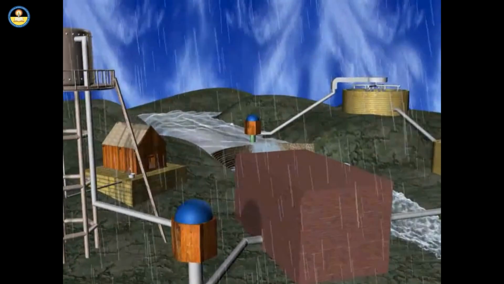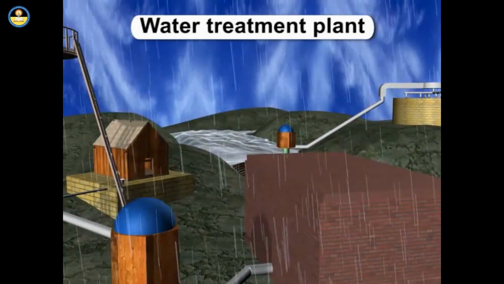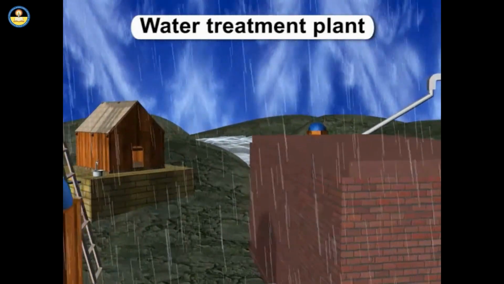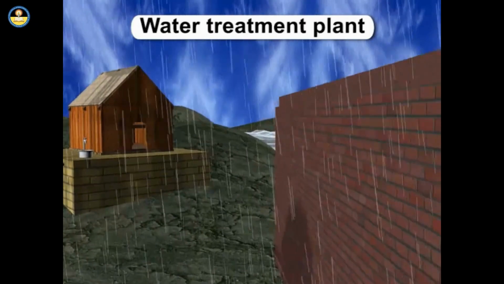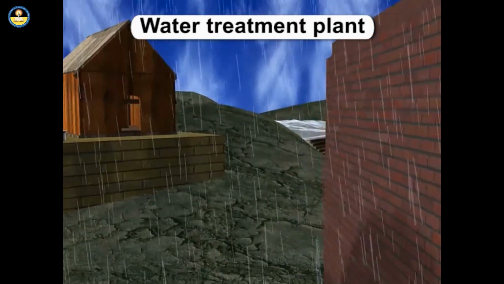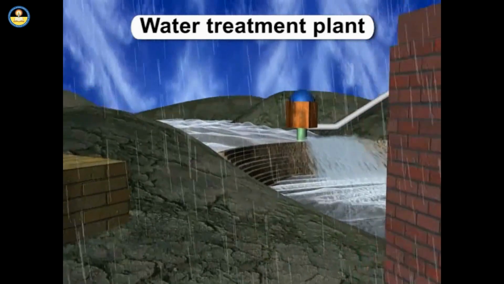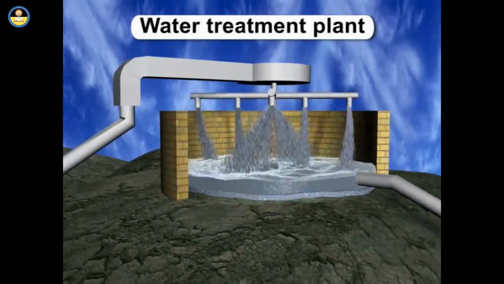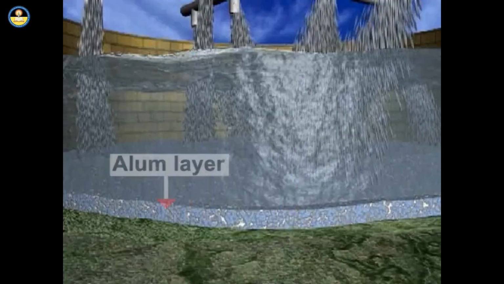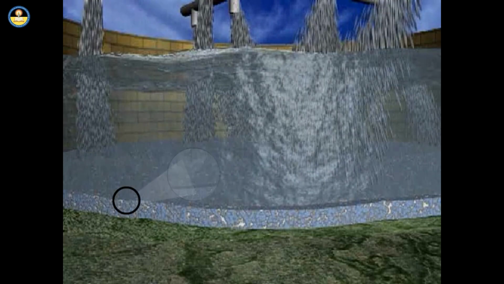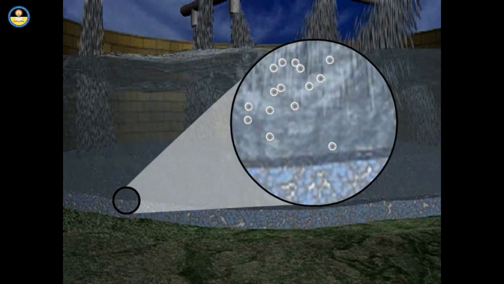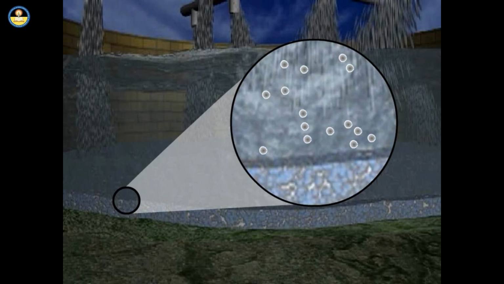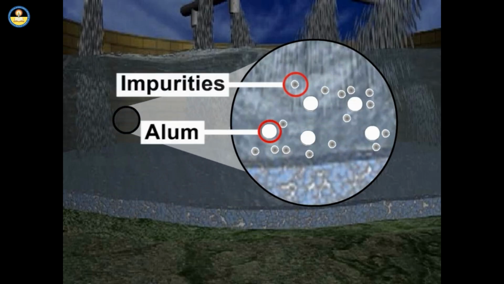Let us now understand the working of a water treatment plant. Impure water is purified for household purposes. Rainwater is stored in a reservoir. It is sent through a pump to a sedimentation tank where it is treated with alum to coagulate the impurities present. Alum makes small particles stick together, forming larger lumps that sink faster.